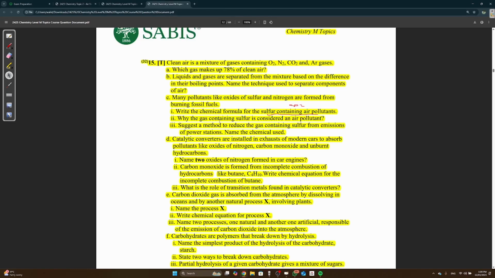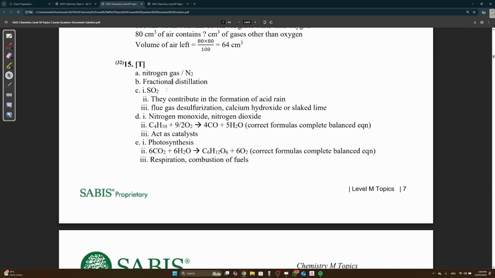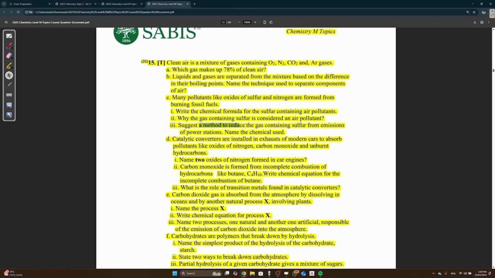Why is the gas containing sulfur considered an air pollutant? What does sulfur dioxide contribute to? It contributes towards acid rain, right? For formation of acid rain. Suggest a method to reduce the gas containing sulfur from emissions of power stations and name the chemical used.